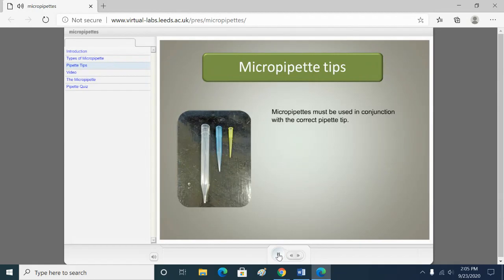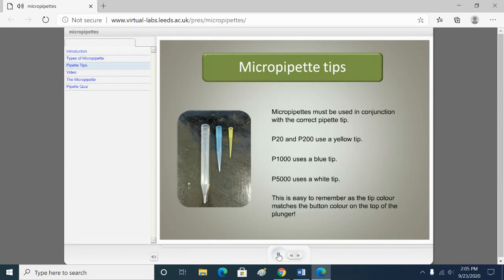Micropipettes must be used in conjunction with the correct pipette tip. P20 and P200 use a yellow tip. P1000 uses a blue tip. P5000 uses a white tip. This is easy to remember as the tip colour matches the button colour on the top of the plunger.